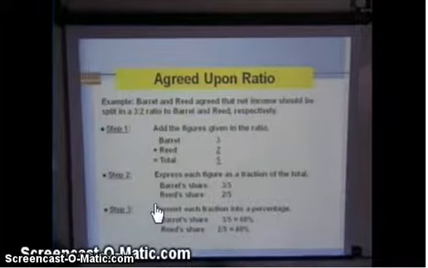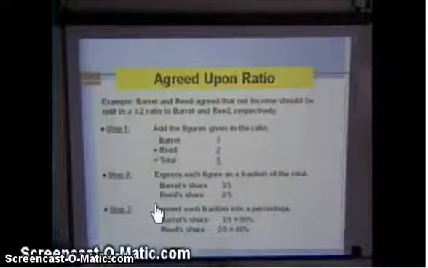Everybody okay with that? That's multiplied by your net income or net loss, to allocate the net income on that line. So that's the ratio way to determine it.